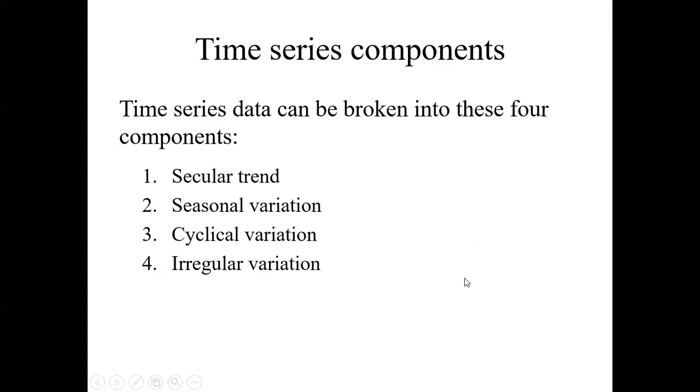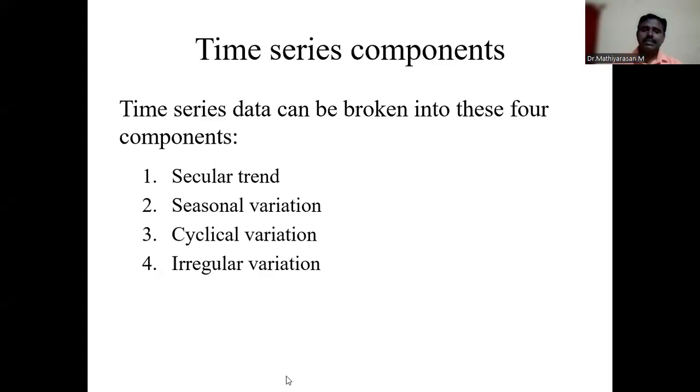Today we are going to see about time series components. Time series data can be broken into these four components. The first one, secular trend. Second one, seasonal variations. Third one, cyclical variations. And fourth one, irregular variations.